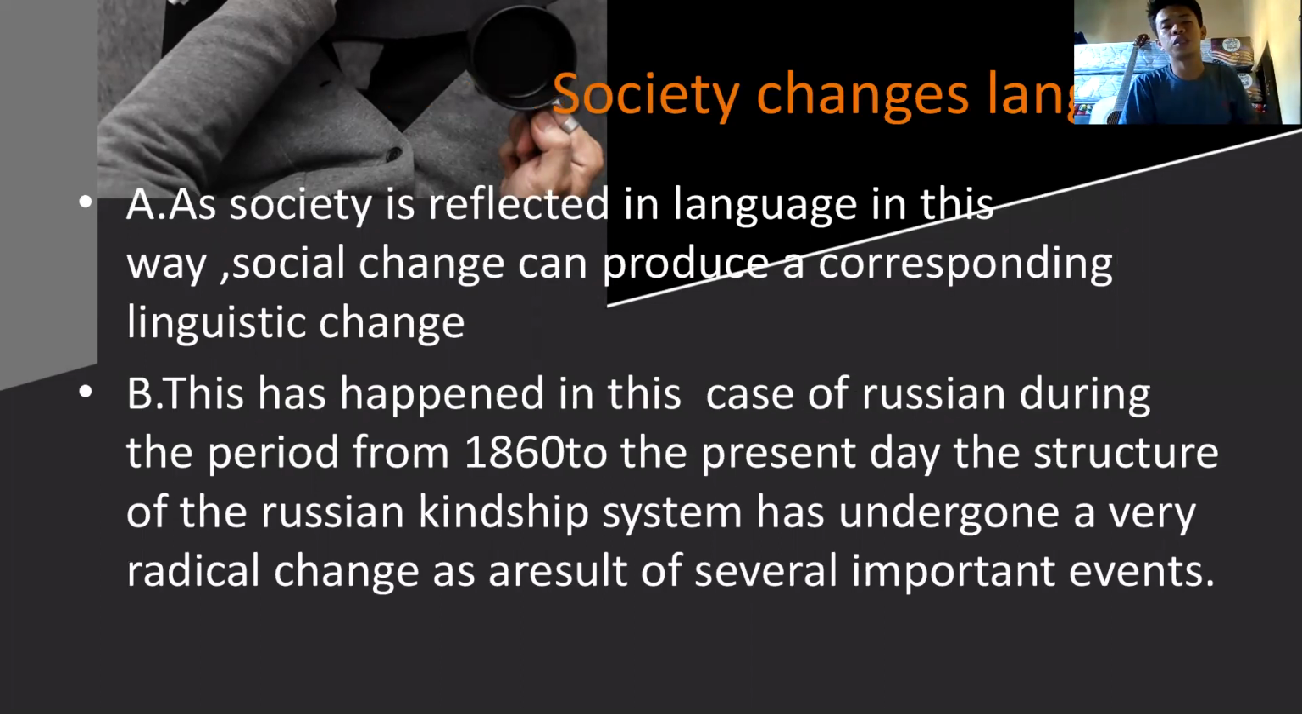And then society changes language. The first one, a society is reflected in language in this way. Social change can produce a corresponding linguistic change. This has happened in this region during the period from 1860 to the present day. The structure of the Russian kinship system has undergone a very radical change as a result of several important events.